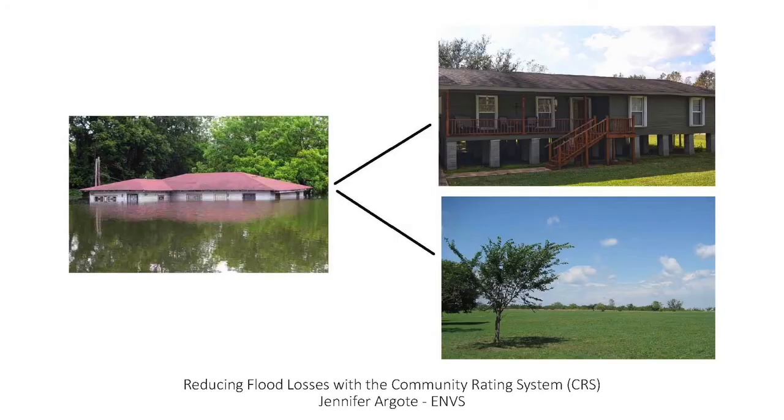Participating communities receive a score between 10 and 1, with 1 being the highest. And based on this score, you receive a discount on your flood insurance premium, ranging between 5 and 45%. Currently, only about 5% of communities in the NFIP actually participate in the CRS, so there's a lot of room for improvement. This slide shows two of the best ways to reduce your damage after a storm or before it.